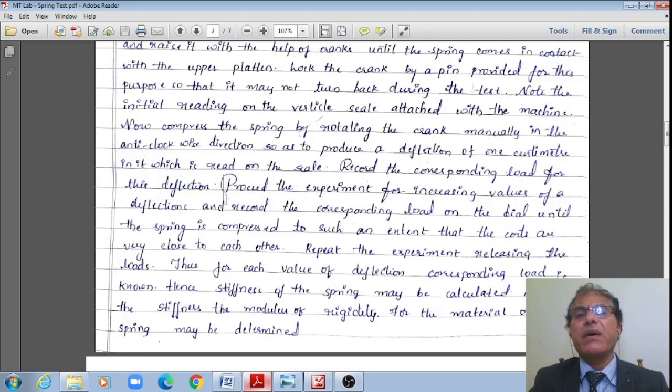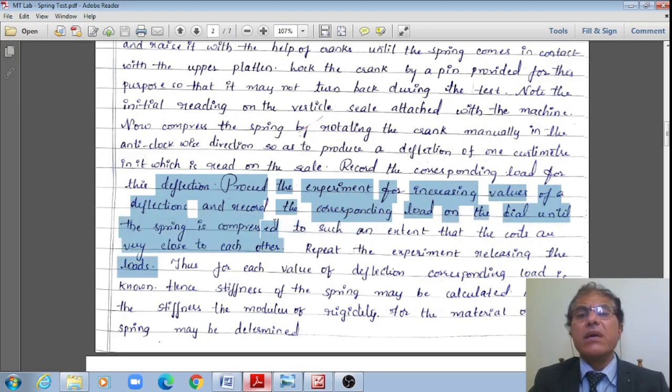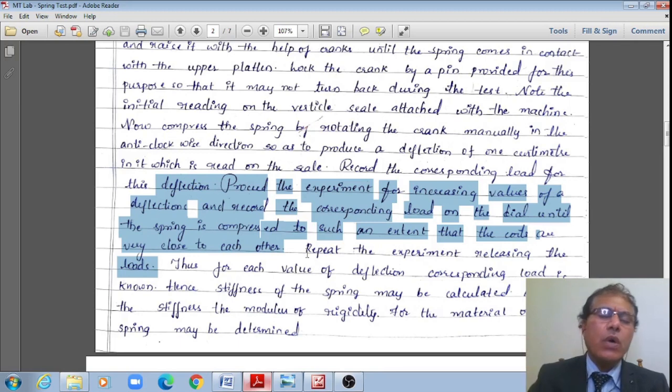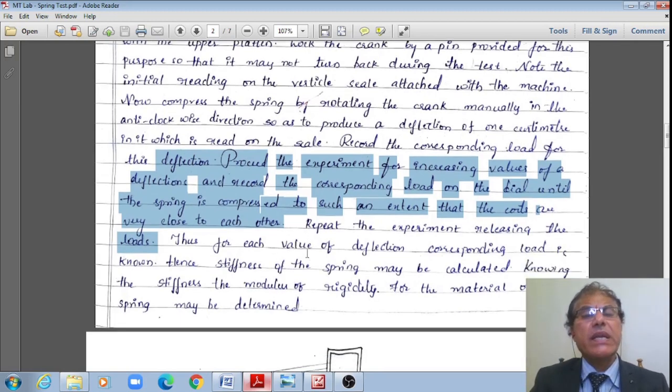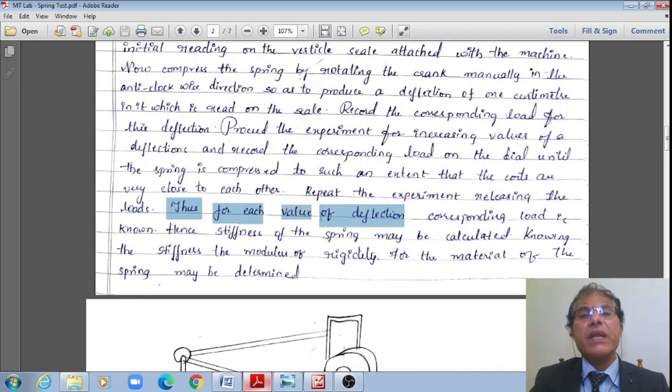Proceed with the experiment for increasing values of deflection and record the corresponding load on the dial gauge until the spring is compressed to such an extent that the coils are very close to each other, meaning they become solid. Repeat the experiment while releasing the loads. Now you unload by rotating it in the clockwise direction. Thus for each value of the deflection, the corresponding load is also noted down. Hence the stiffness of the spring may be calculated.